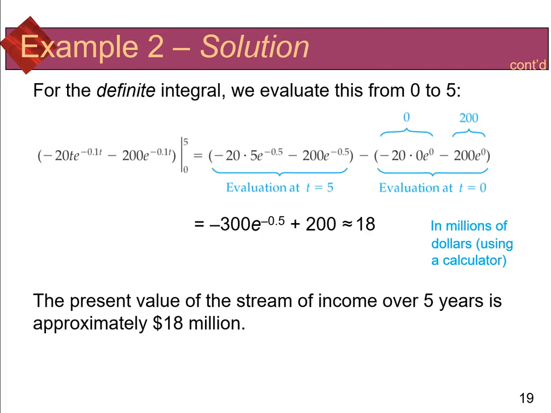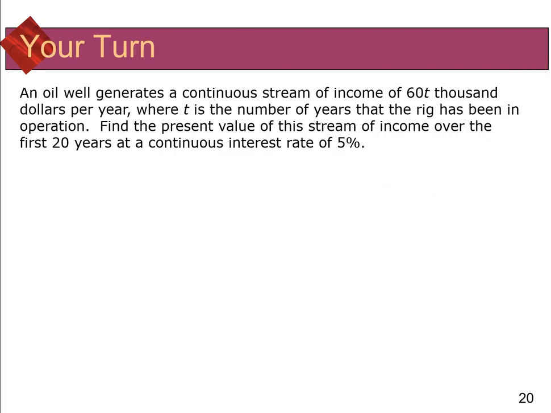So now it's your turn to try a similar problem. An oil well generates a continuous stream of income of $60,000 per year, where t is the number of years that the rig has been in operation. Find the present value of this stream of income over the first 20 years at a continuous interest rate of 5%. So work this out. Be aware of what everything stands for so you can make the right answer when you put it in.